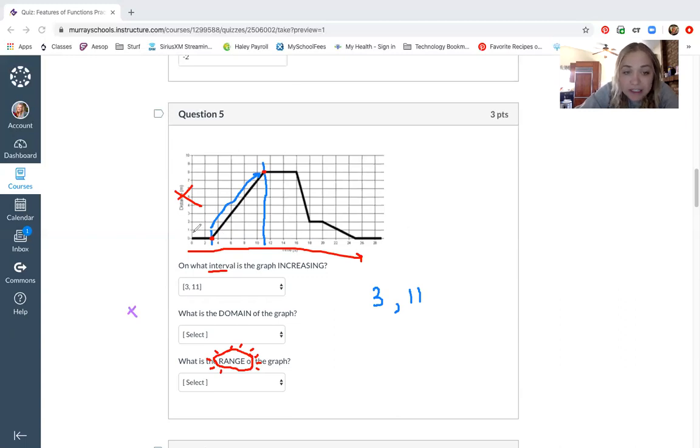This graph starts over here. I'm marking that in purple. And then see how it goes all the way across the graph until you get to here.